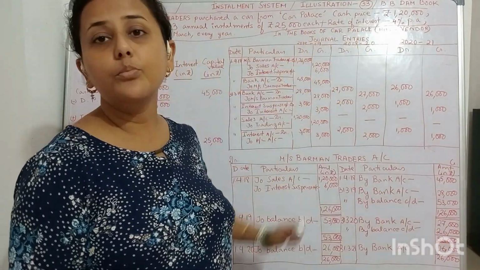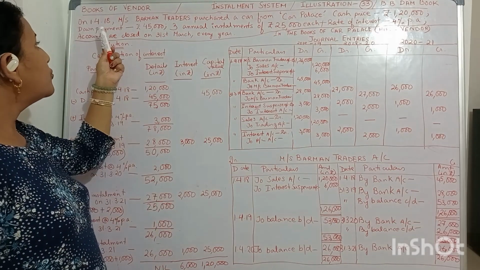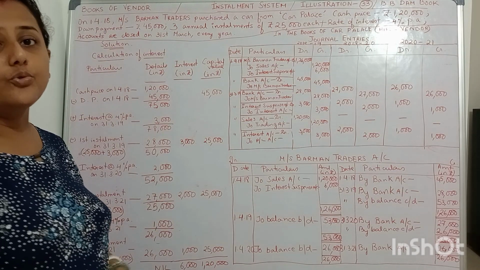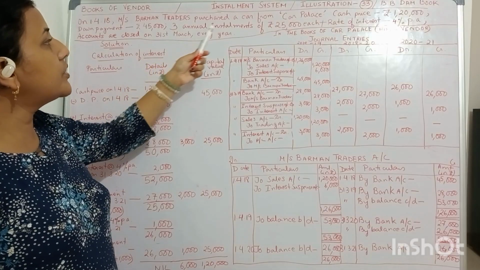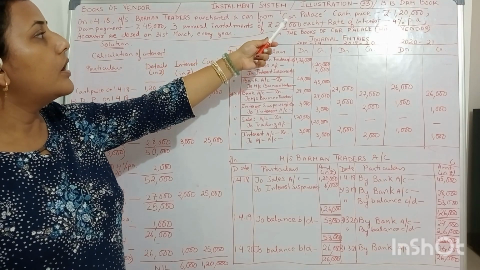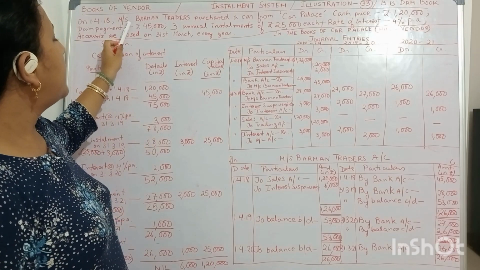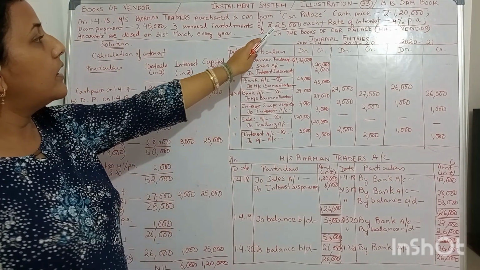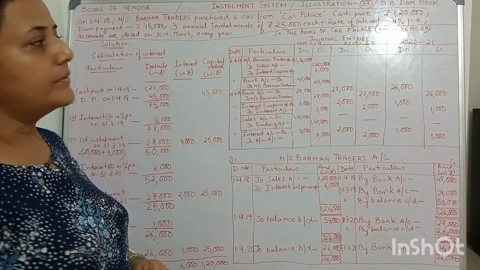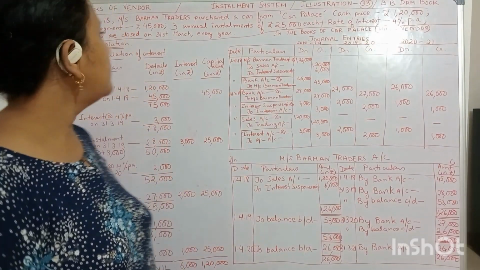33 from B.B. Dam book. On 1/4/2018, that is April 2018, Messrs. Burman Traders purchased a car from Car Palace. Messrs. Burman Traders is the hire purchaser and Car Palace is the hire vendor. Cash price is rupees 1,20,000.